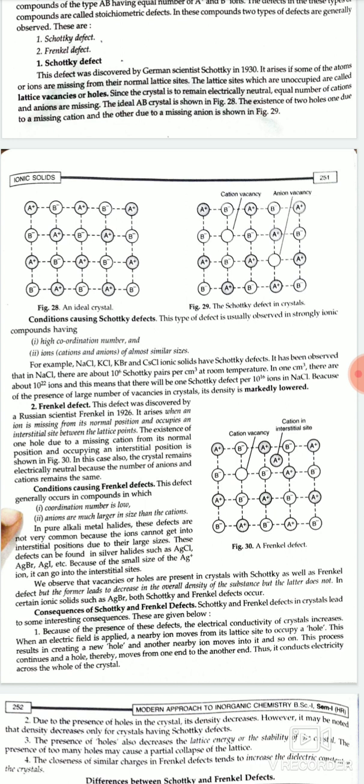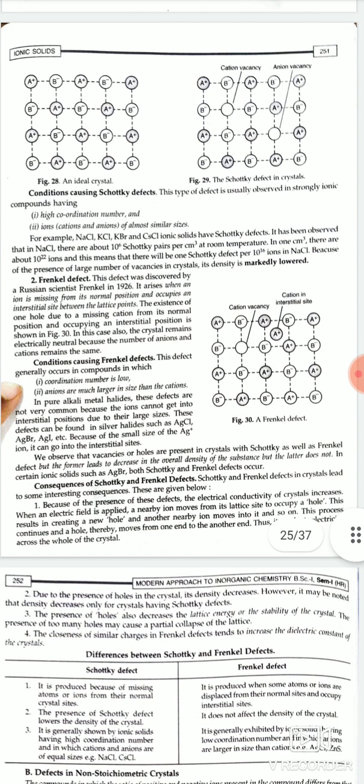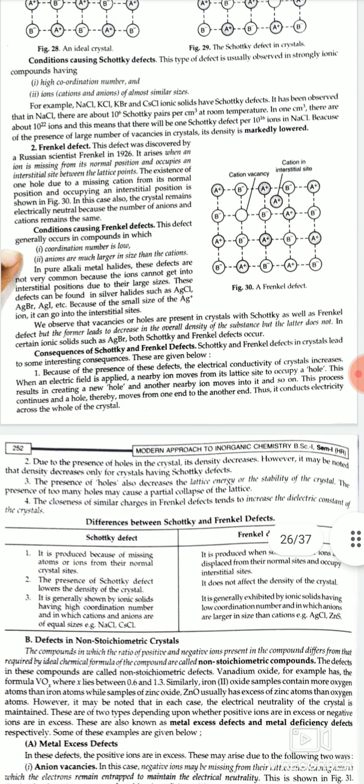This results in creating a new hole, and another nearby ion moves into it, and so on. This process continues and a hole thereby moves from one end to the other end. Thus it conducts electricity across the whole of the crystal.